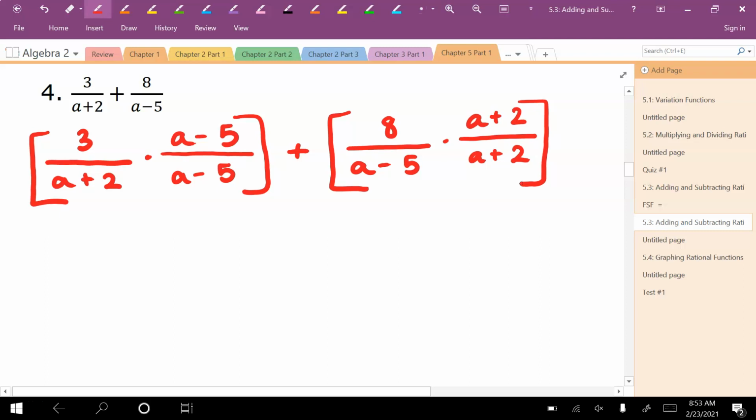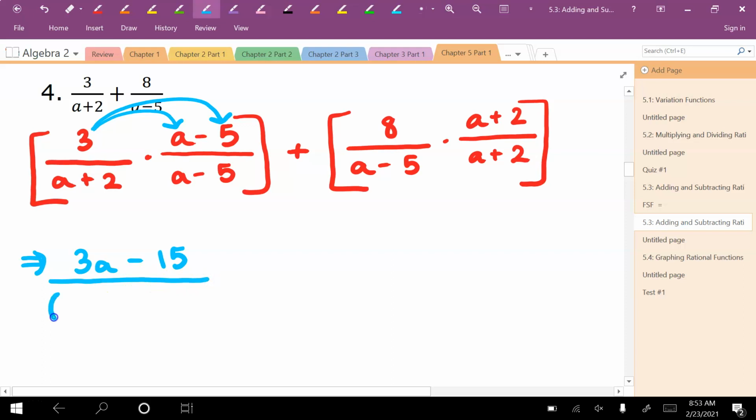So in this situation, I have to do both fractions times the missing piece in order to get them to match. So for that first fraction now, remember on the top you're going to need to distribute your 3. So it says 3a minus 15. And now I have a plus 2, a minus 5.